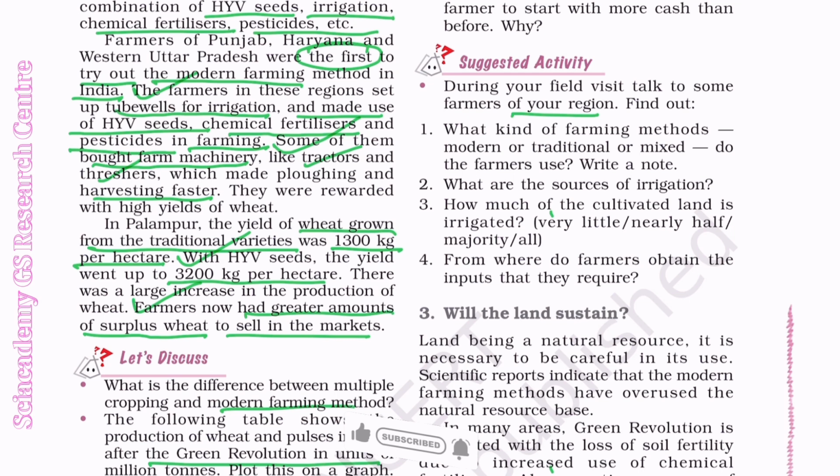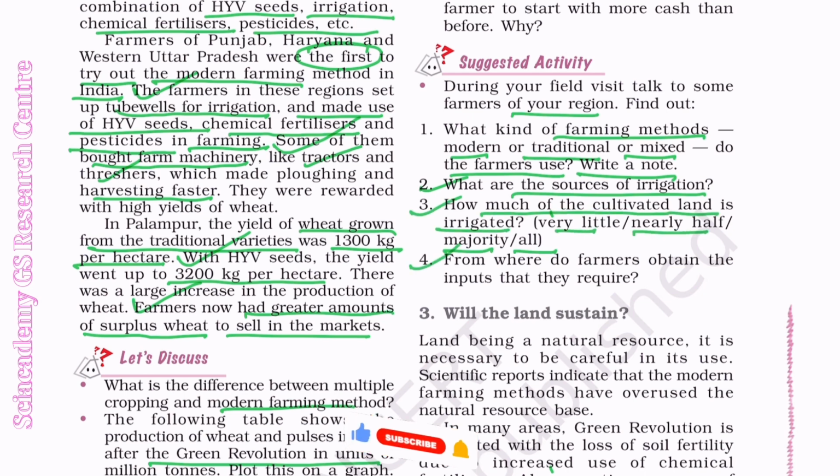Find out what kind of farming methods, modern or traditional or mixed, the farmers use. Write a note. Second, what are the sources of irrigation? Third, how much of the cultivated land is irrigated? Four, from where do farmers obtain the inputs that they require?